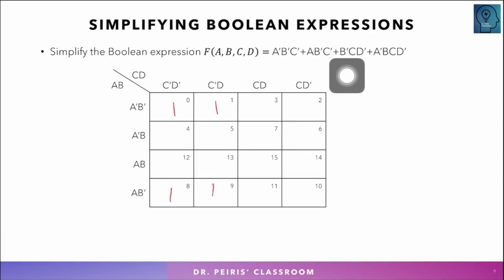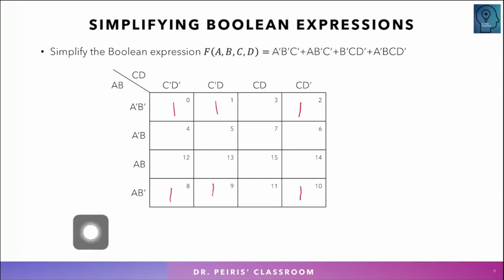Next one, B prime, C, D prime. So it is easy to look for C D prime first. Here is C D prime, but we need B prime also. So this is B prime, this is also B prime. So you put a 1 here and here. This has B prime, C, D prime, this has B prime, C, D prime.